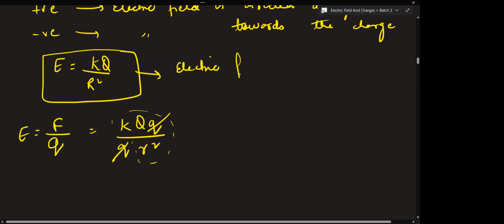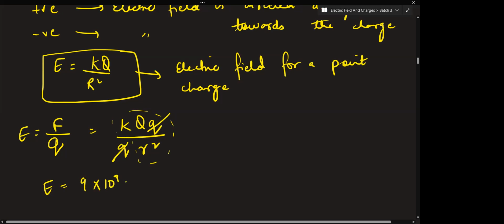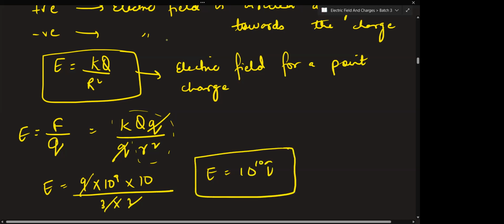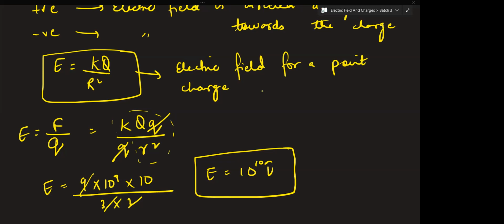This is electric field for a point charge. All right. So in this formula, if we put K as 9 into 10 to the power 9, Q is given to us as 10 coulombs, R square means 3 square, that is 3 into 3, which is 9. So electric field is 10 to the power 10 i cap, because it is directed towards the positive x-axis. Is it clear, Dania? Yes, ma'am.